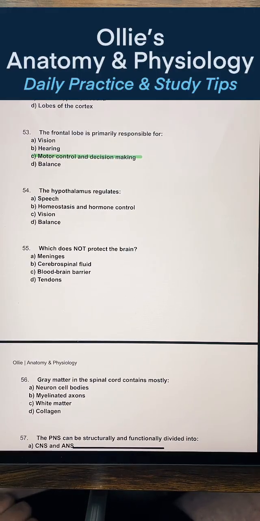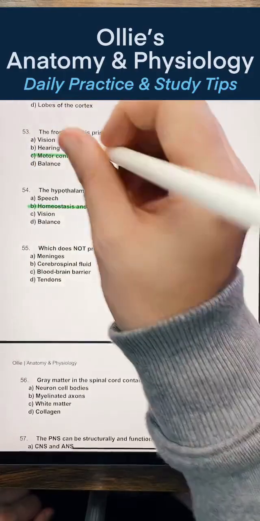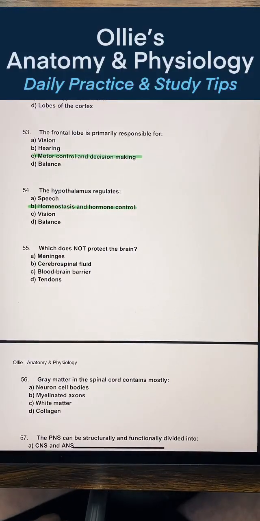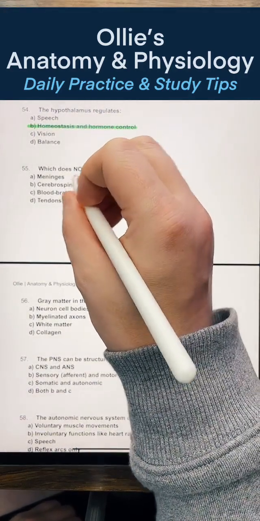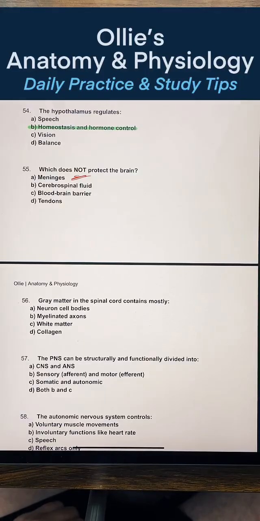But number 54, the answer is B. It's homeostasis and hormone control. The hypothalamus is going to maintain your temperature, your hunger, your thirst, your circadian rhythm, and it links your nervous system and your endocrine systems. Number 55, which does not protect the brain? It does not protect the brain. A, B, C, or D?